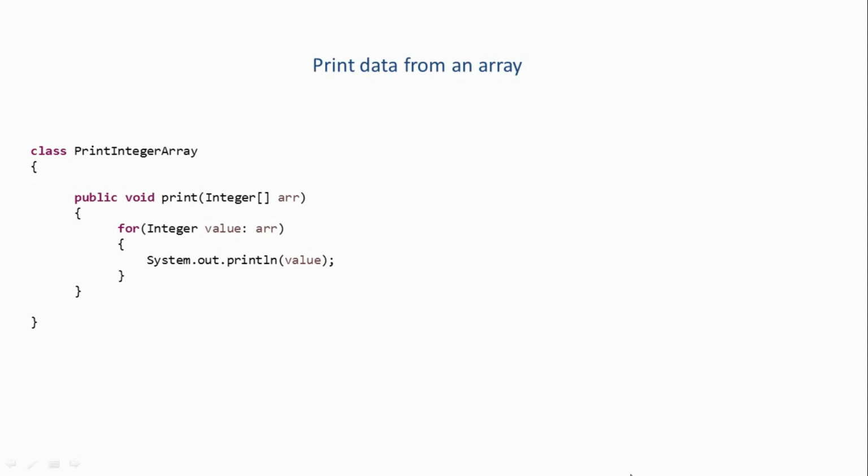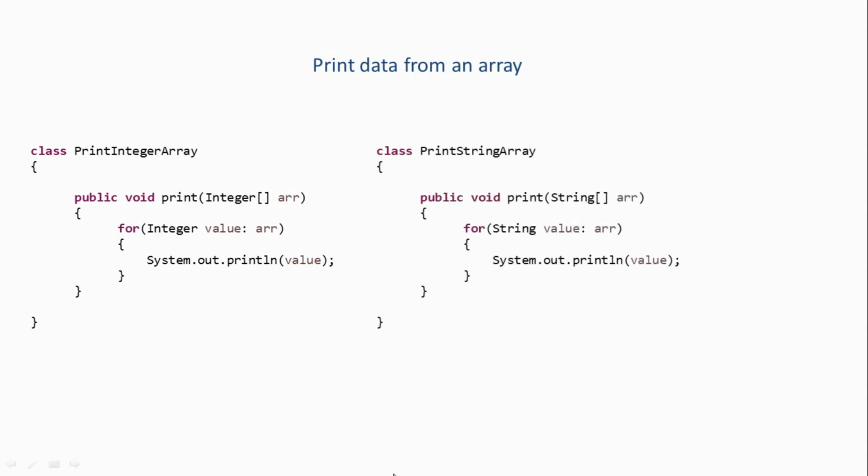Now let's say the requirement changes and now you want to print data from a string array. Now in this case, you can't reuse the same class, right? Because the print method over here is designed to handle only integer type of data. It will not accept a string array or any other type of array. So what you can do is, you can create a new class, let's say print string array, which will handle string type of data. So its print method will take a string array as parameter, and then it will have the logic to print that string array on the screen.